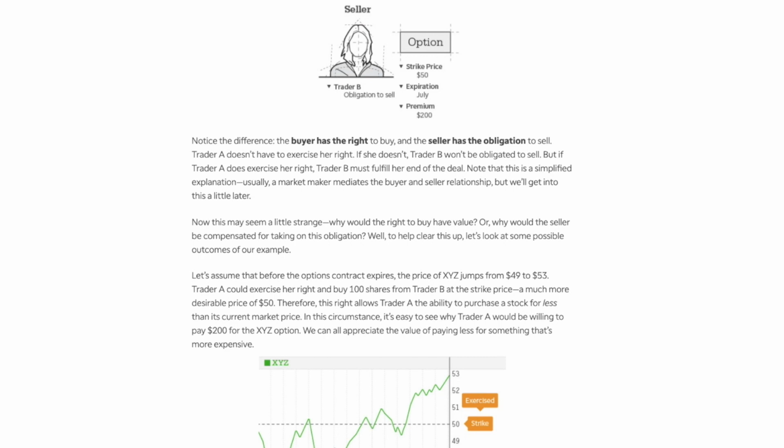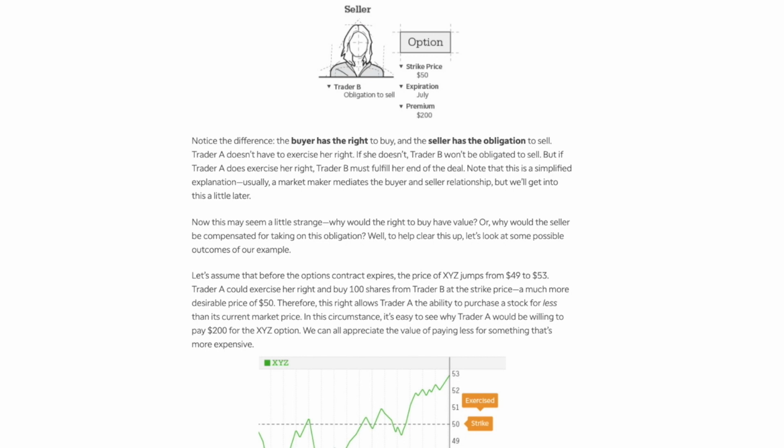Now, this may seem a little strange. Why would the right to buy have value? This is also very important. Remember that if you are buying a contract, somebody has had to have sold it to you. And when a buyer is bullish on a position, usually the seller would be bearish on a position. They both believe that they are making the right move in this situation, but generally only one of them will win. So in this specific situation, it is kind of a zero-sum game.